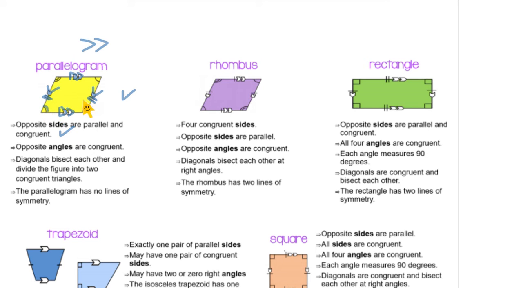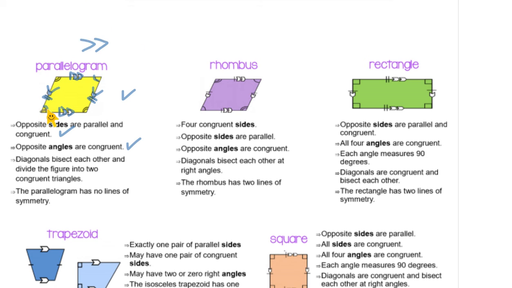You've seen these angle arcs. What does it mean that I have one angle arc on the opposite angles? That they are congruent. What does it mean that I have two angle arcs on these opposite angles? That they are congruent. Nothing new here. Now here comes a new thing. Okay, and I'm going to color code it for you.